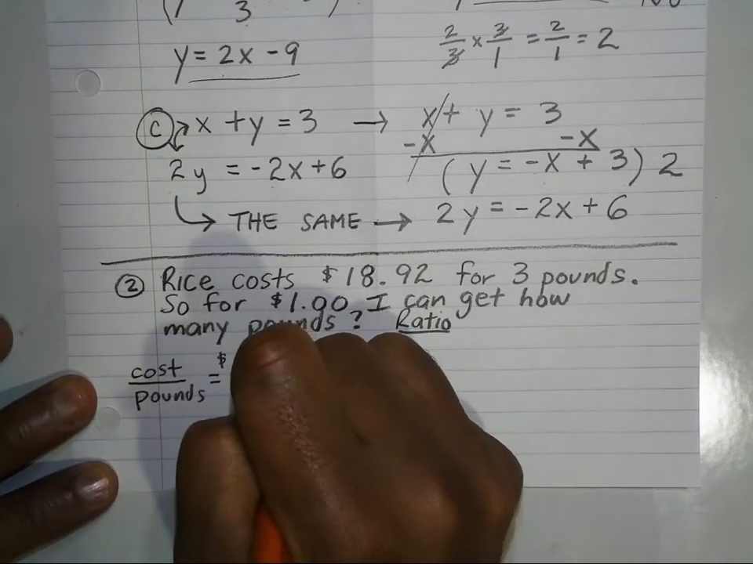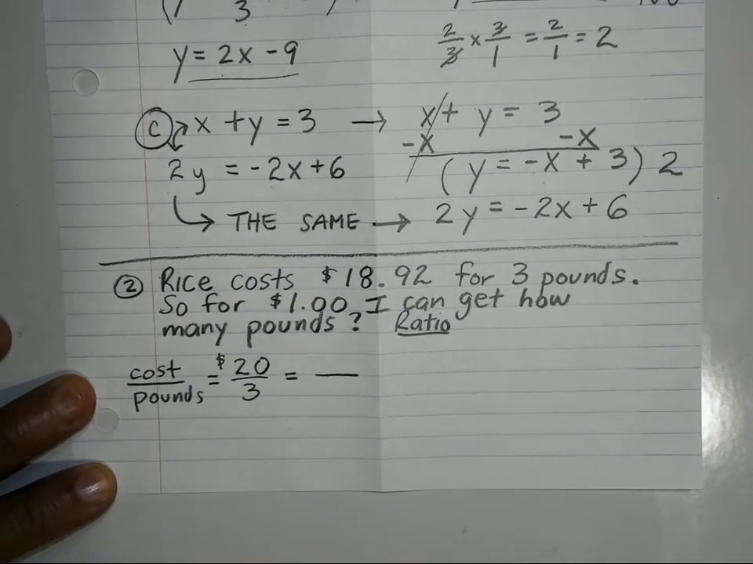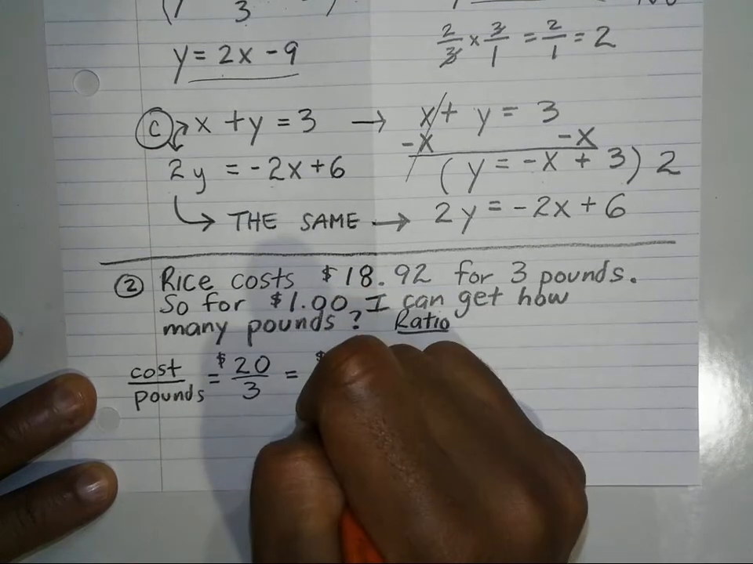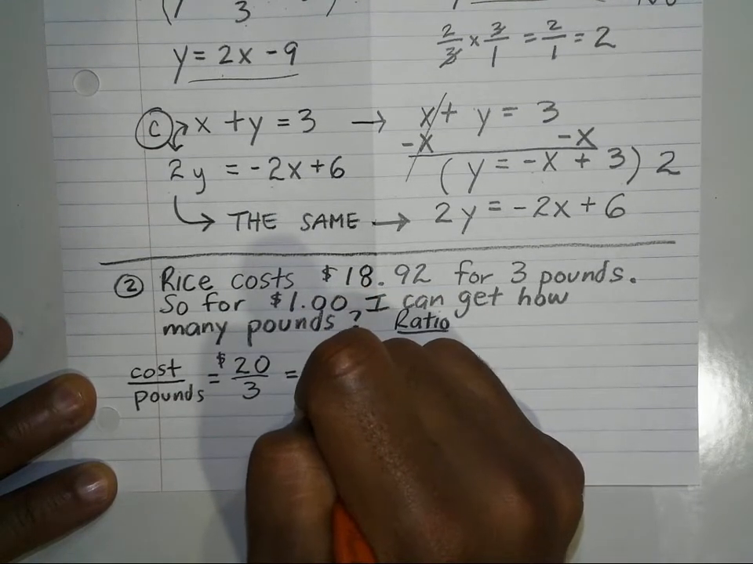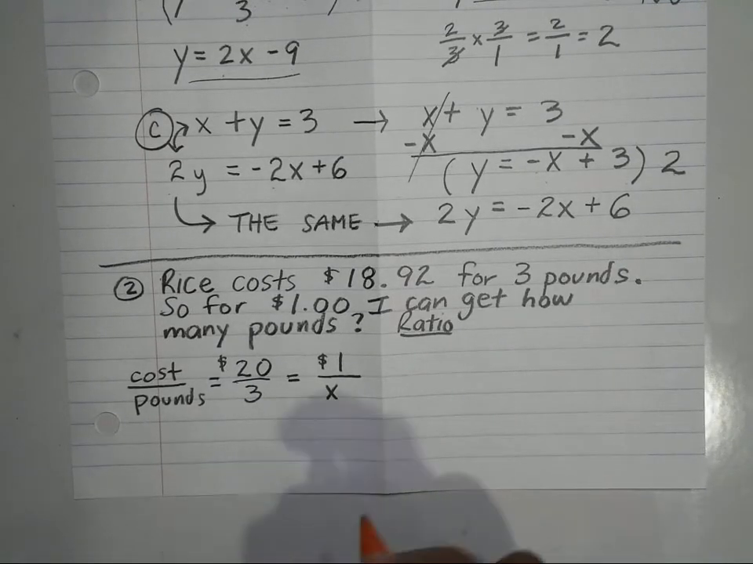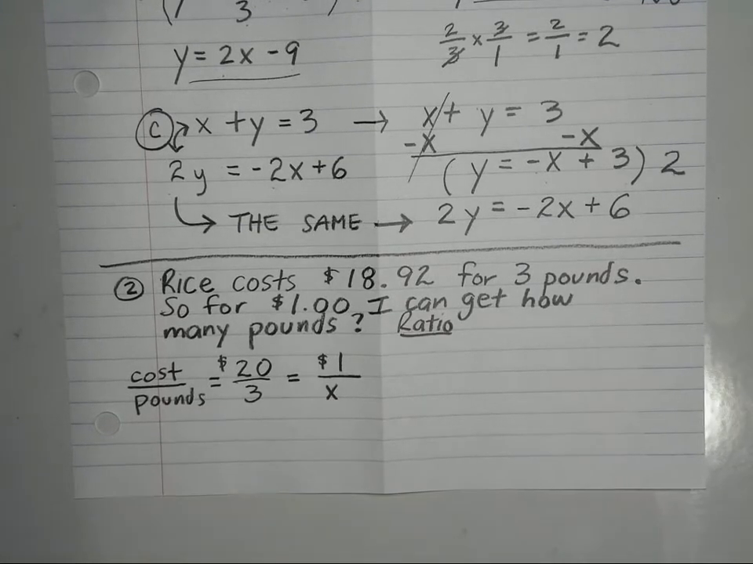So therefore, for $1, I can get X, or how many? X means that's the variable. I could have put a question mark, so we don't know how many pounds we can get for $1, but we've set up our ratio.